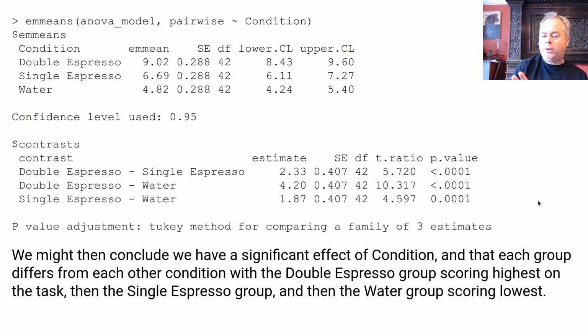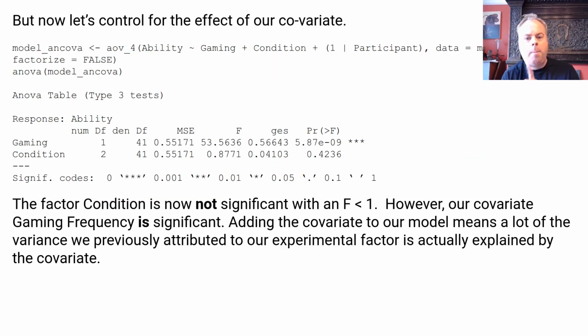So we might conclude on this basis that we have a significant effect of condition and that each of our three groups differs from each of our other groups, with the double espresso group scoring highest on the task, the single espresso group scoring the next highest, and our water group scoring the lowest. Okay, so if we ignored the covariate, we'd arrive at this conclusion. But now let's control for the effect of our covariate.